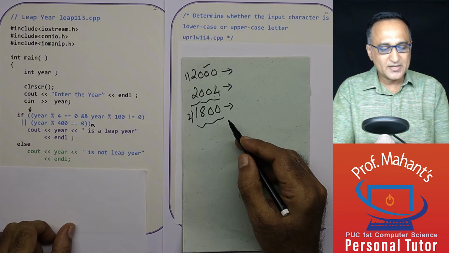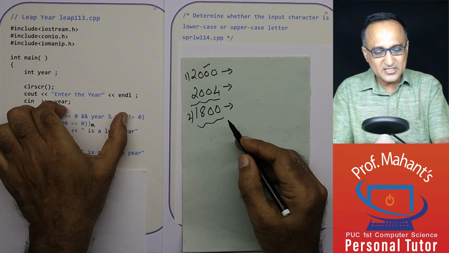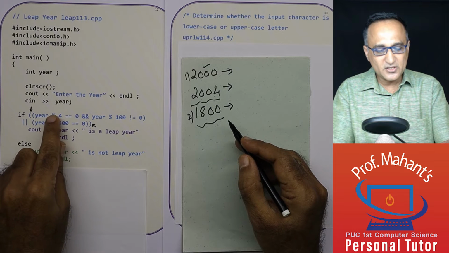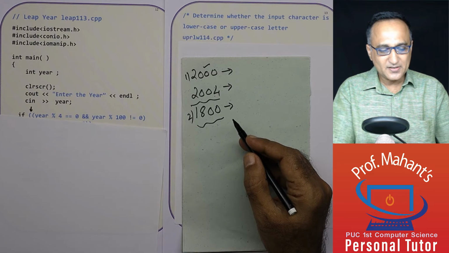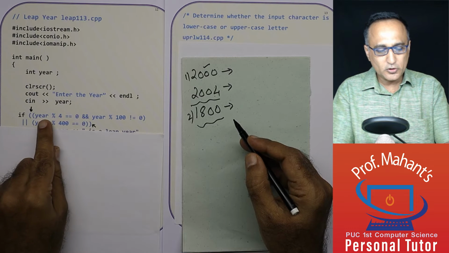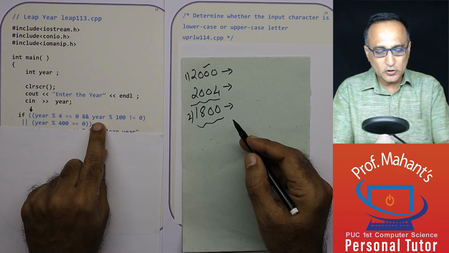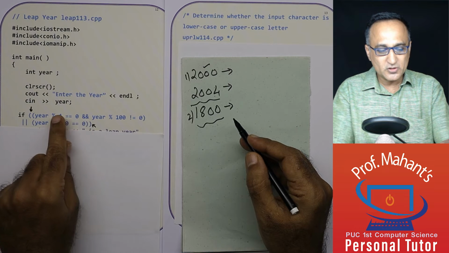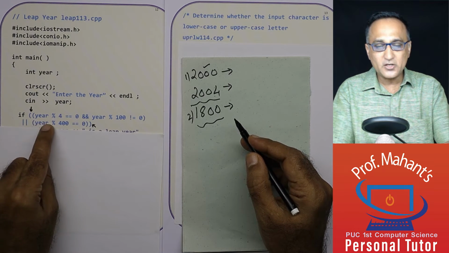Now a few things you need to understand. This is logical and, and this is logical or. Either this has to be true, or because of this or, this has to be true. If this is true, it will not come and test this particular thing. Let's check with the year 2004. When I come to the year 2004, 2004 divided by 4, the remainder happens to be 0. 2004 divided by 100, the remainder happens to be 4. So this is true, this is true. I will not go to the or side because one of them has to be true.